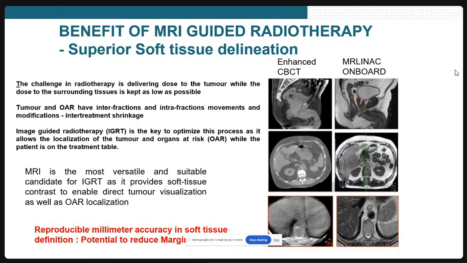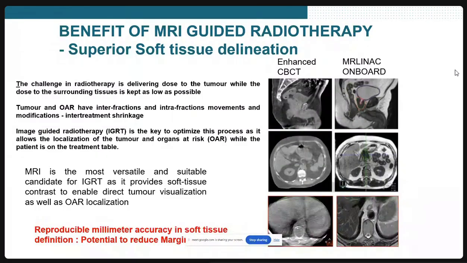Not only that, MRI being a non-ionizing radiation, it can really do real-time imaging, because MRI can do very fast images, in the sense you can go up to 8 to 20 hertz. So in that case, you can really do faster imaging. So real-time gating, in the sense real-time gated treatment, is quite possible with MR guided treatments.